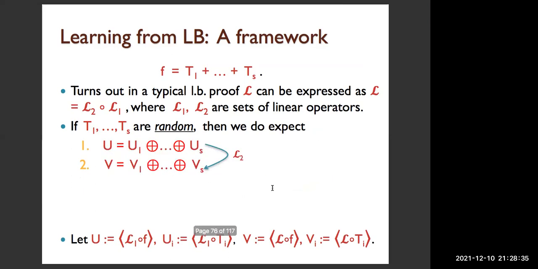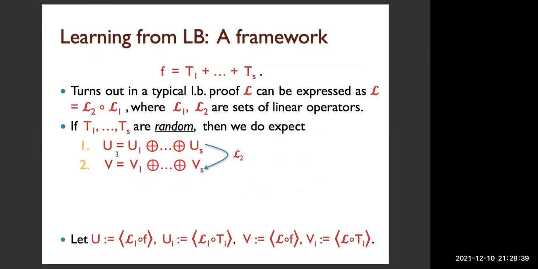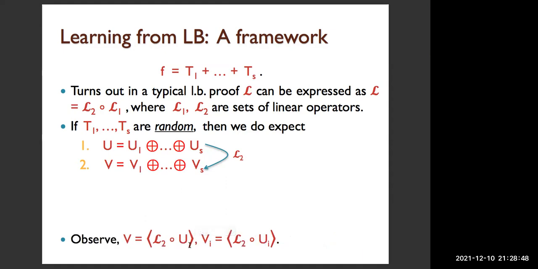Right. So with this slightly more succinct notation, U decomposes like this, V decomposes like this, under the action of L2. Notice that L2 is what is taking U to V, and U1 to V1 and so on, US to VS. Right. So at this point, I think we are ready to say why we expect the component subspaces to be special. It is because of the action of L2, right?